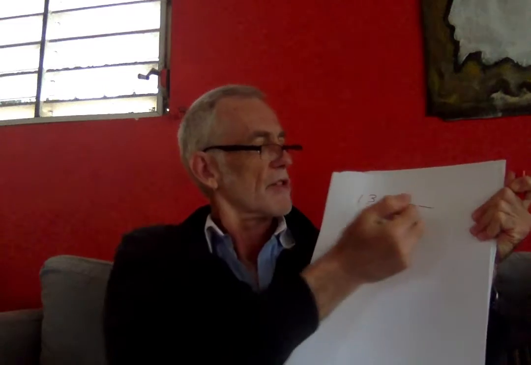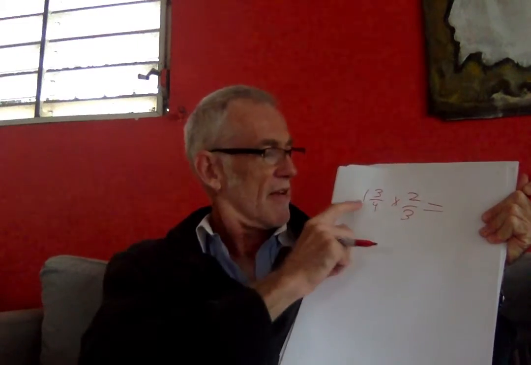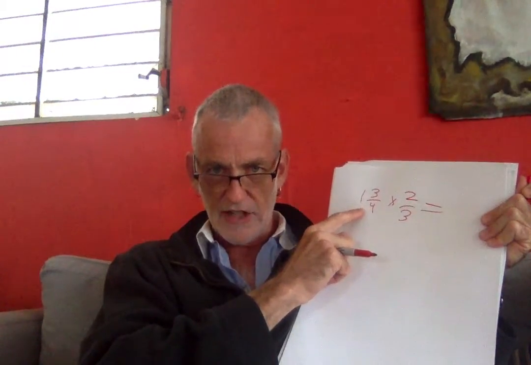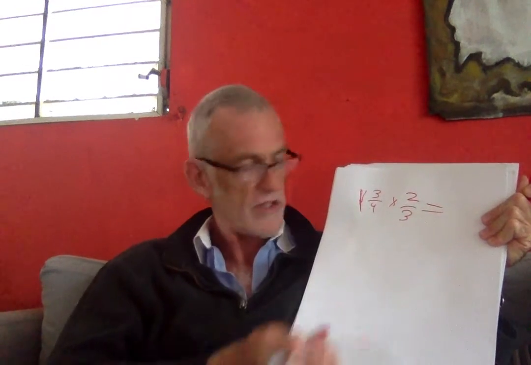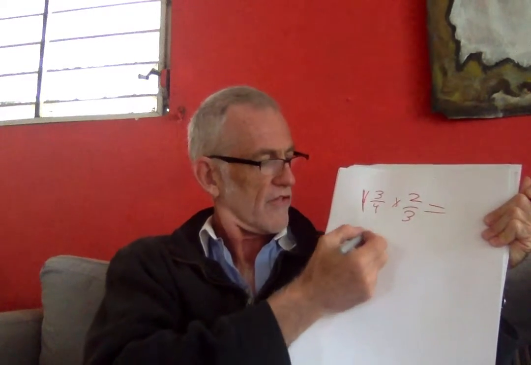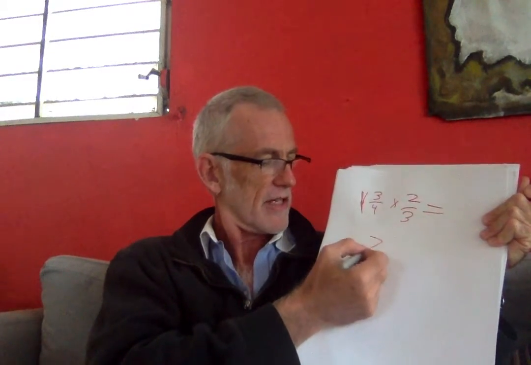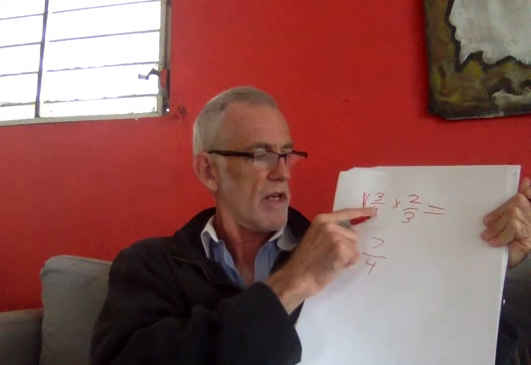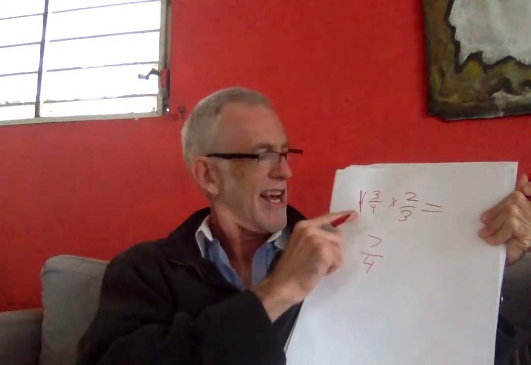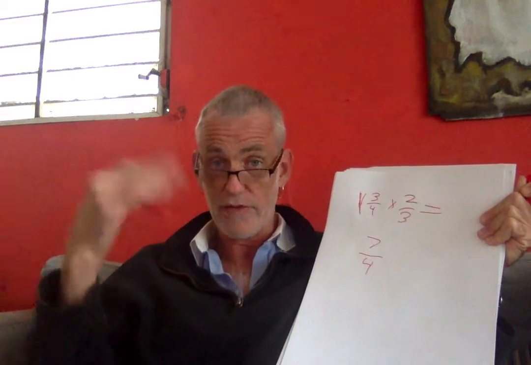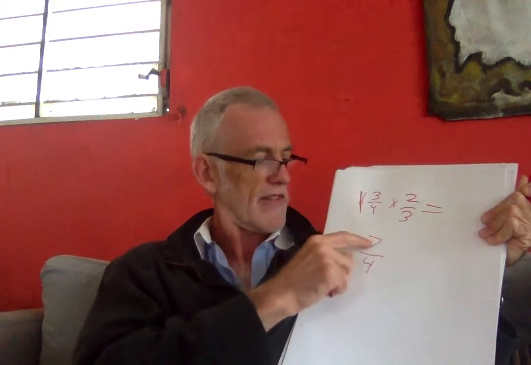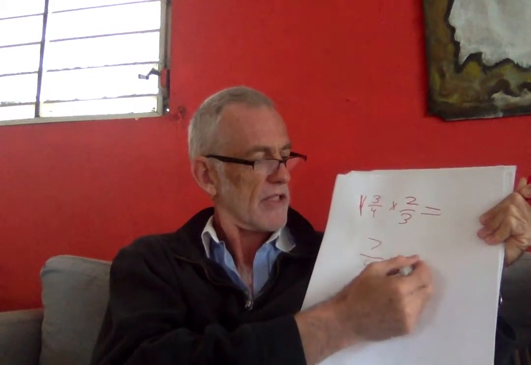1 3/4 times 2/3. We have to change this into a fraction that's not a mixed fraction. 1 3/4. 1 times 4 is 4, added to 3, 7. 7/4. 1 3/4 is the same as 7/4, because a 1 is the same as 4/4. 4 plus 3 is 7. 7/4. And now you just multiply it by that 2/3.